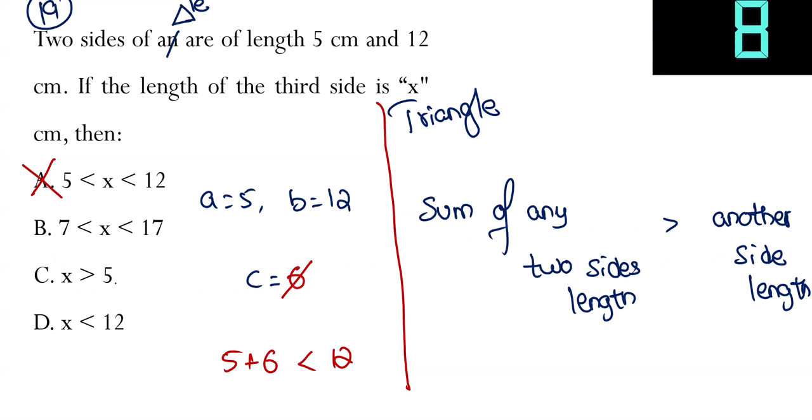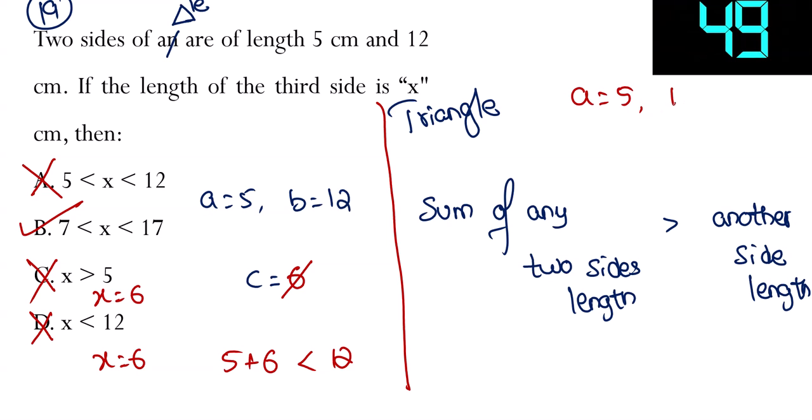Here 6 is also involved. X value greater than 5 means X is 6 allowed. X less than 12 means X is 6 allowed. So we can see only option B is suitable. You take any value between 7 to 17. Sir, give me an example. So you take A value 5, B value 12, anything in between 7 to 17.